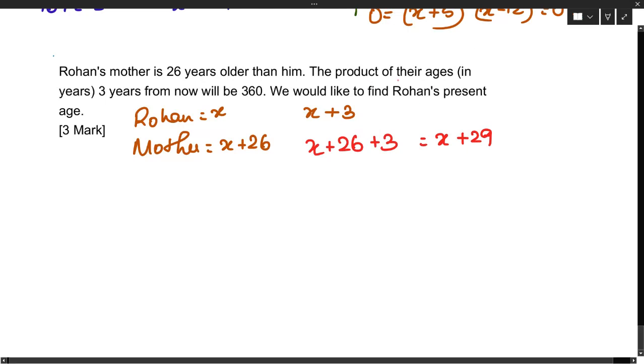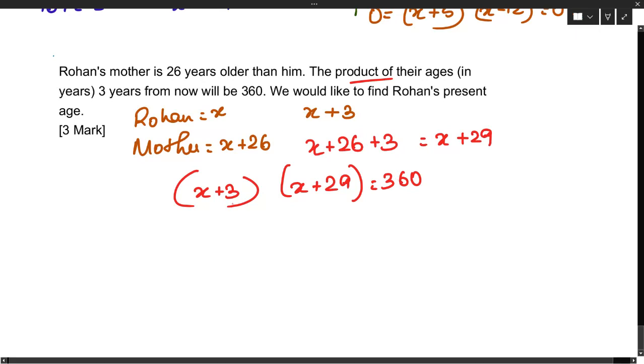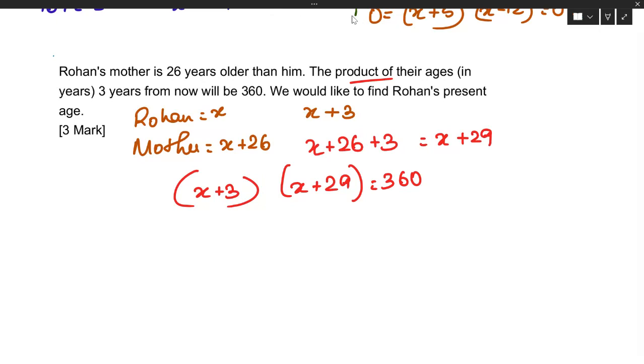And they are saying if we take the product of their ages after 3 years, we get 360. So X plus 3 into X plus 29 is equal to 360. Then we will use the distributive property. X we will take and write X plus 29, then plus 3 we will take and write X plus 29, which is equal to 360.